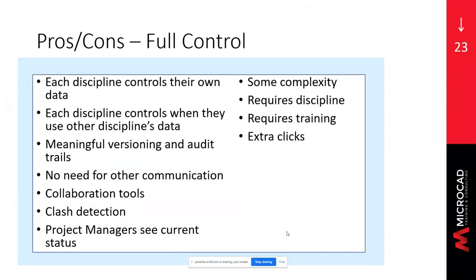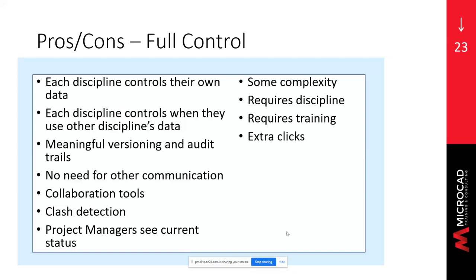Right, so this approach lets every discipline control their own data when they create it, when they share it, and when they use other people's data. It's because it's a discrete event, creating these versions, it makes each version meaningful and makes the audit trail meaningful to go back and see, let's look at the model as it existed 2 weeks ago. And you can pick up that directly from the consume folder.